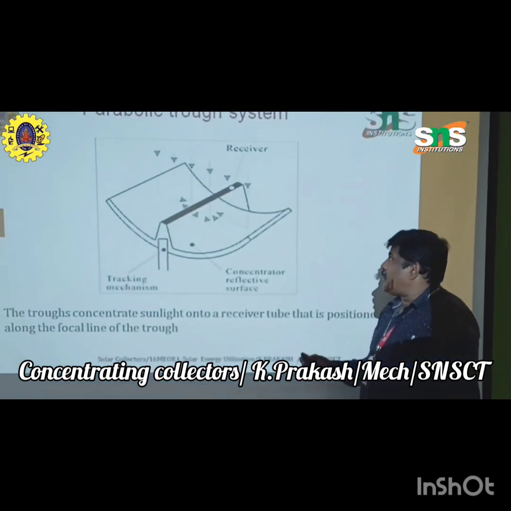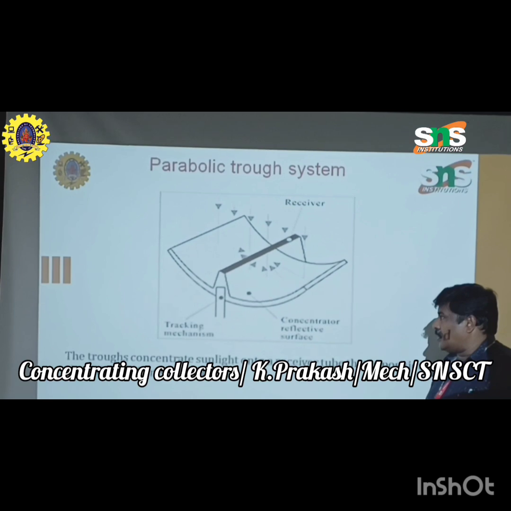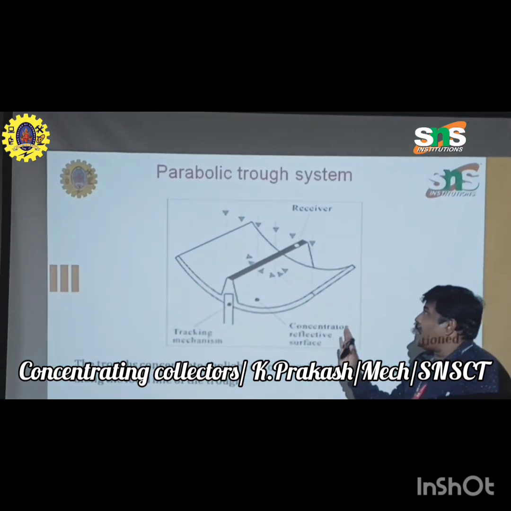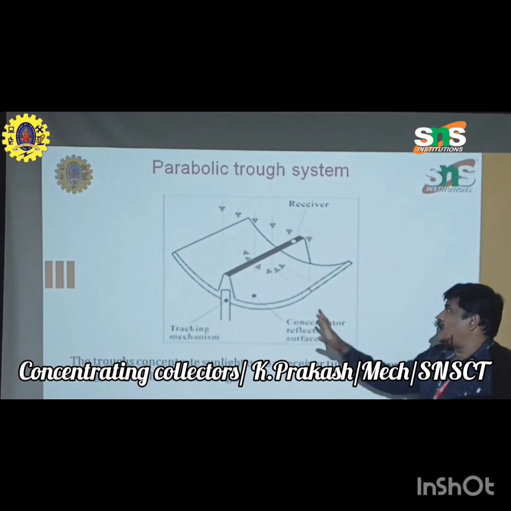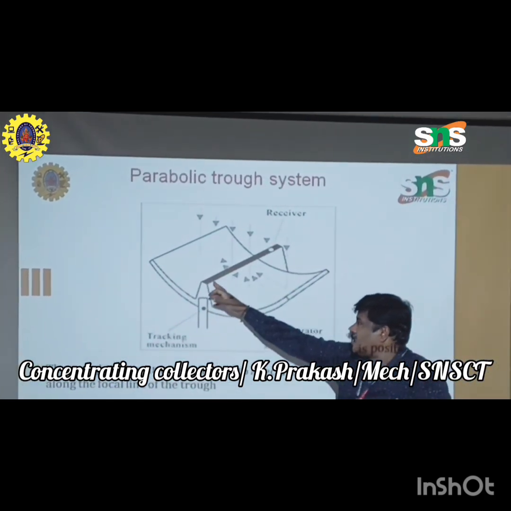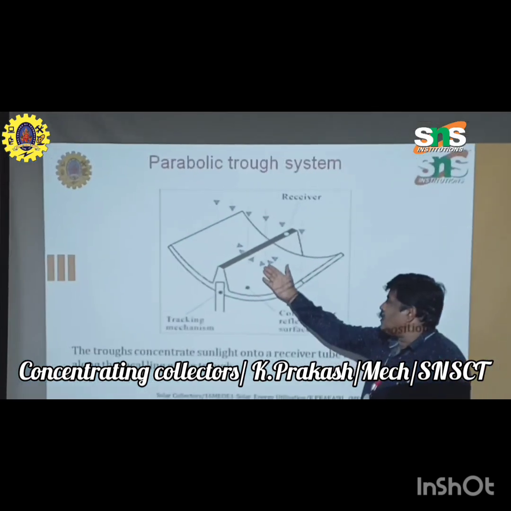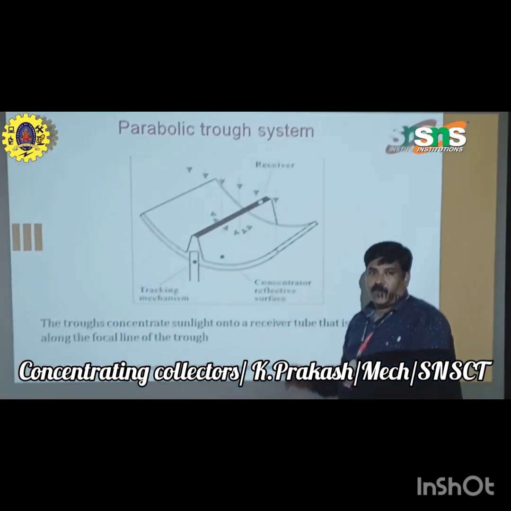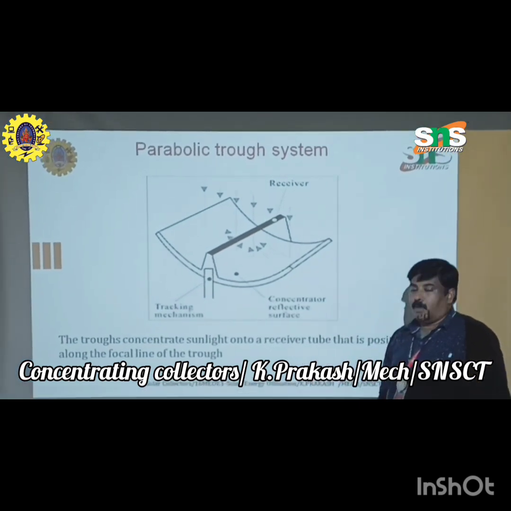As the radiation is received, the receiver absorbs the heat and gets heated. This is the main principle of the parabolic trough collector. Here it absorbs the beam radiation coming directly towards the receiver, as well as radiation reflected from the reflective surface. This is the working principle and the main significance of a parabolic trough system.